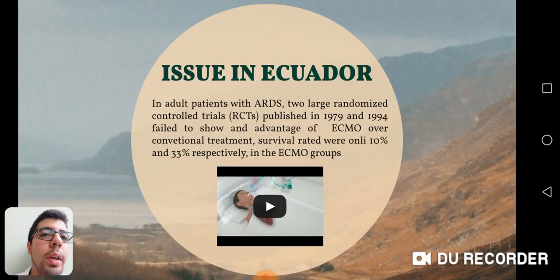Issue in adults. In adult patients with ARDS, two large randomized controlled trials, published in 1979 and 1994, failed to show an advantage of ECMO over conventional treatment. Survival rates were only 10% and 33% respectively in the ECMO groups.